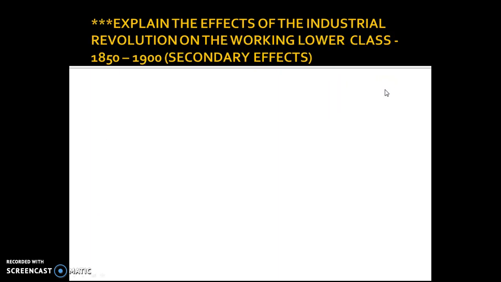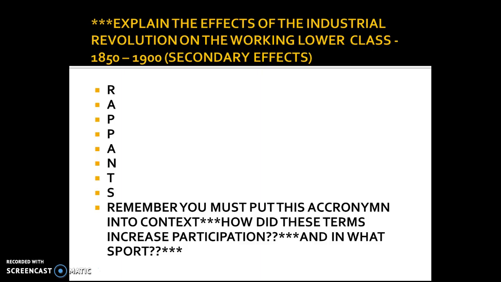Next one. Explain the secondary effects, then, of the Industrial Revolution on the working lower class. So basically, what did they gain? What things happened as a result? And this is massively important now. When I look at this acronym, you must make sure you can link all of the parts I use on this, and put it into context. So how did it increase participation, and in what sport?